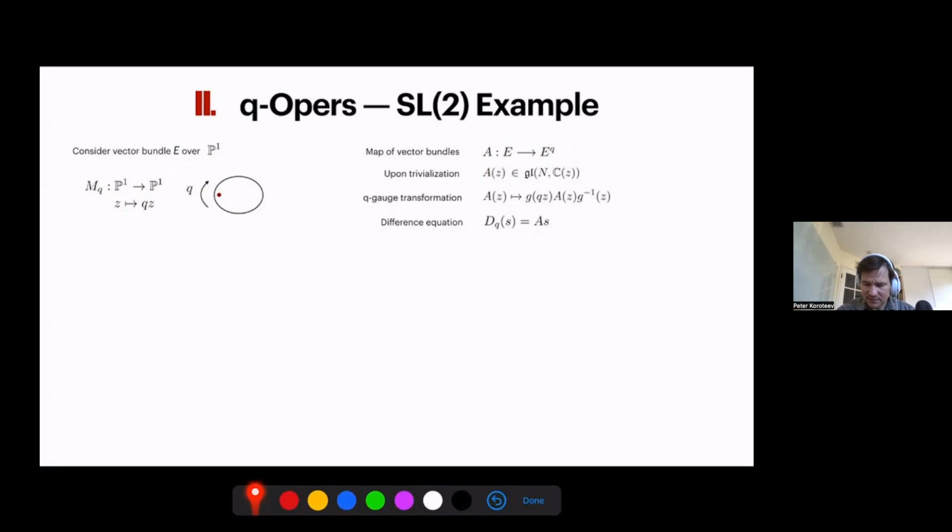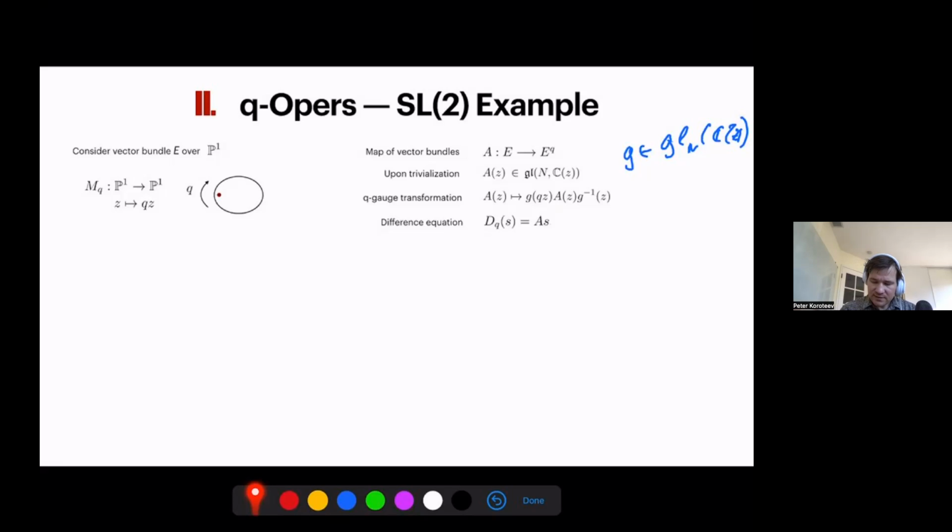So if A(z) is a GL_N(C)-valued matrix depending on the coordinates on the base, then as we change the coordinates, if g(z) is an element of GL_N(C(z)), then this map will go through this change of transformation. So A will go into g(qz) times A times g inverse. And this is the difference q-analog of normal gauge transformations that we know and love from Lie algebra theory.